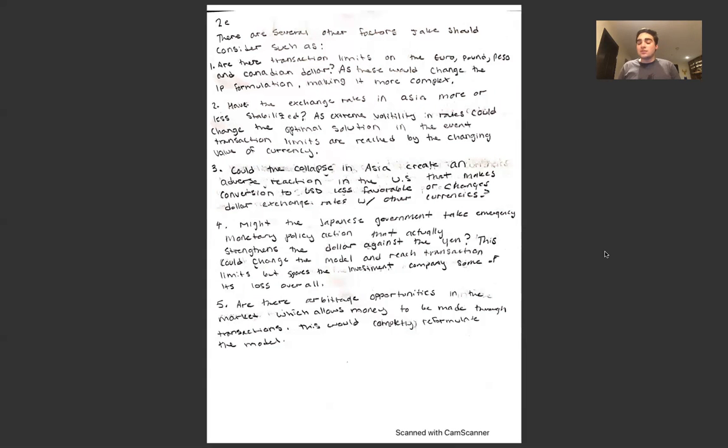You might want to wait to make the exchanges. You might want to put them into a different type of asset. Could the collapse have rippling effects across the country, or across the world rather, and change exchange rates in drastic ways that change the formulation of the problem? And are there really arbitrage opportunities in the market which would allow money to be made through transactions? Those are not out of the realm of possibility. In fact, a lot of people exploit those in banking today, so that's definitely on the table.